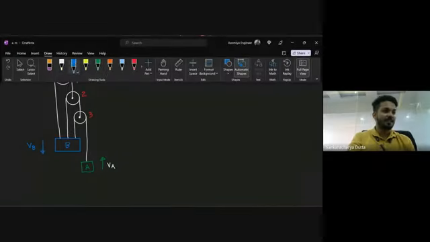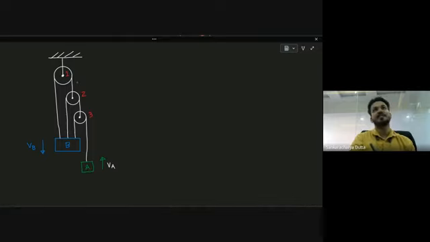Okay, let's see. First of all, pulley number 1 is really easy, because it's a fixed pulley and we are comfortable with fixed pulleys. Why? Because if I tell you this end which is connected to B is going down with VB, can you tell me what is the velocity of this point 2?